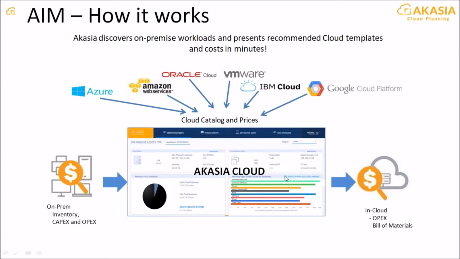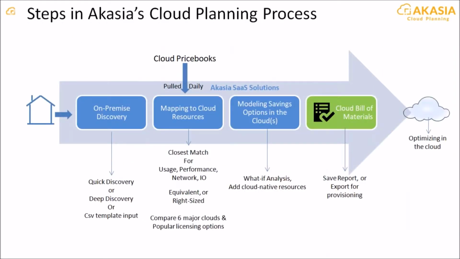Here's another diagram of how the product works. This is our product, and we do the ingestion of the on-prem environment. We then map it to all the cloud resources, and these are resources that we pull into our tool on a daily basis. And once the mapping is done, we present you with the in-cloud OpEx and the bill of materials. These are more steps, and we'll be going into these steps in detail a little bit. So first is the on-prem discovery, then here's the mapping, then the modeling and the cloud bill of materials. We are also building a solution to help you optimize your environment once you've moved to the cloud as well.